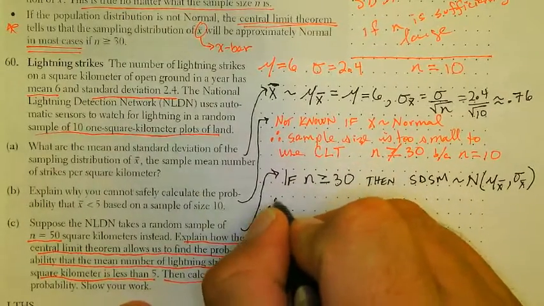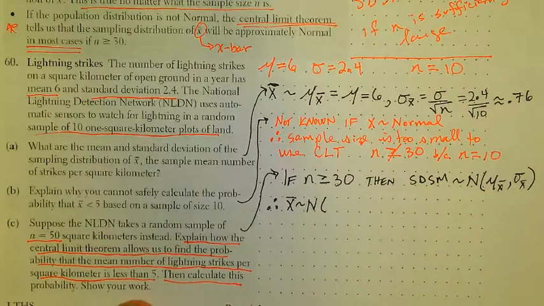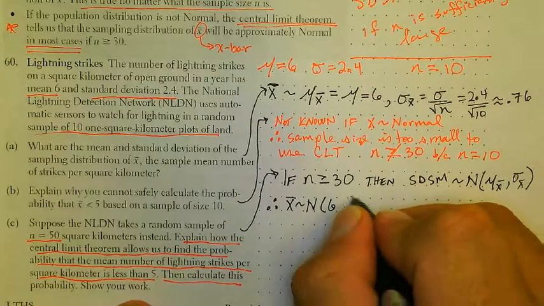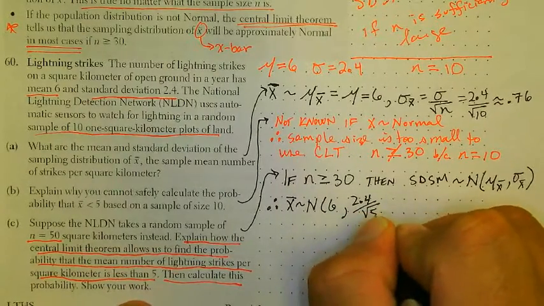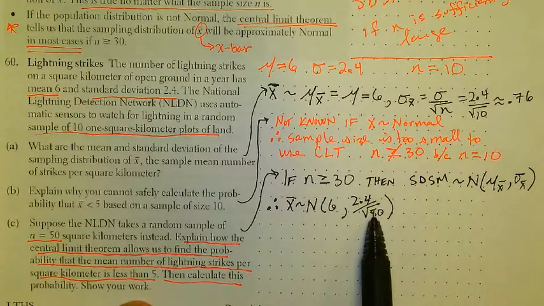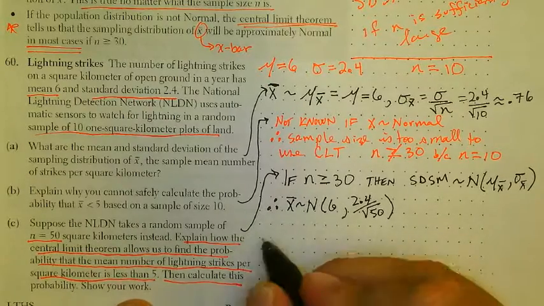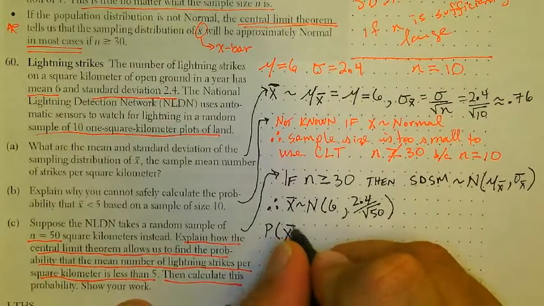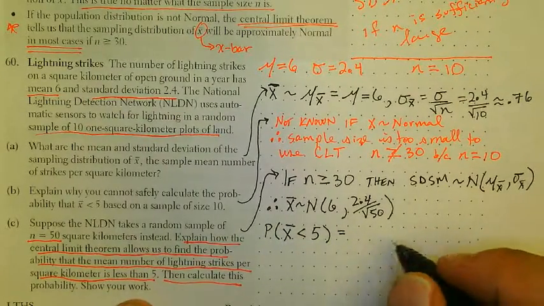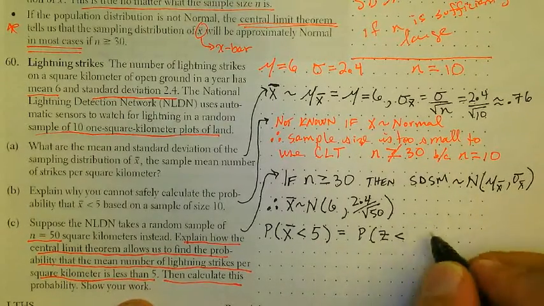Therefore, for this situation, x bar is approximately normal with a mean mu of 6 and a standard deviation of 2.4 divided by the square root of 50. Why the square root of 50? Because our sample size is 50. And we're looking for the probability that x bar is less than 5, which would be the same as the probability that z is less than negative 2.95.